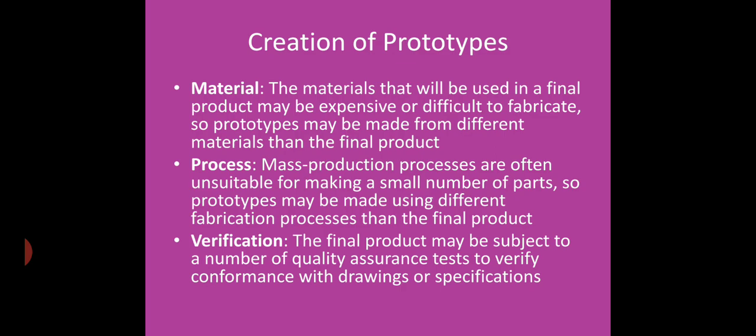And then the second one is process. Mass production processes are often unsuitable for making a small number of parts. So a prototype may be made using a different fabrication process than the final product. What kind of production process you choose, that we call process. Process means how to make the model.